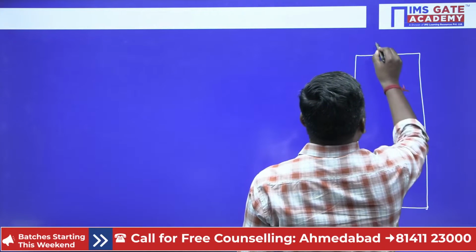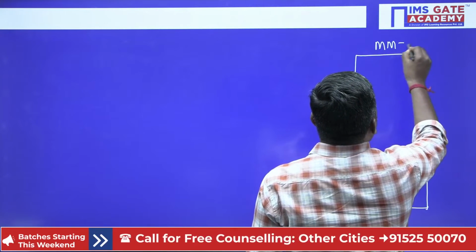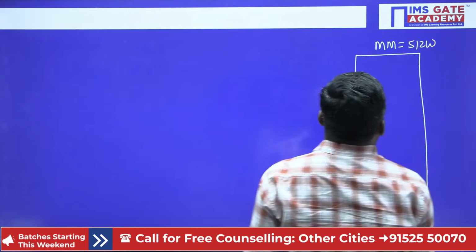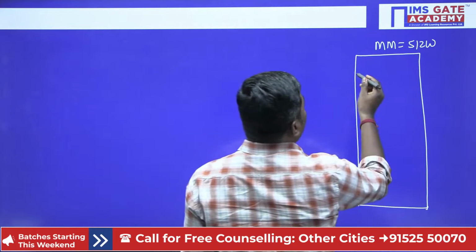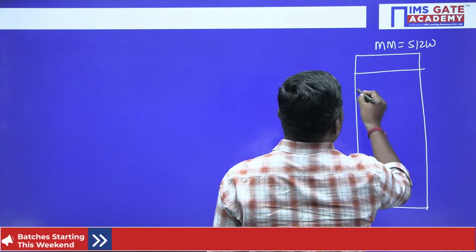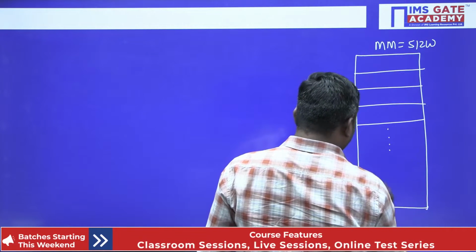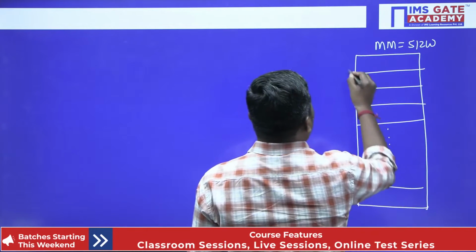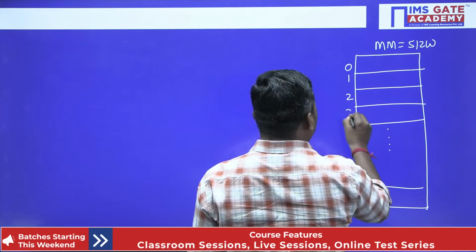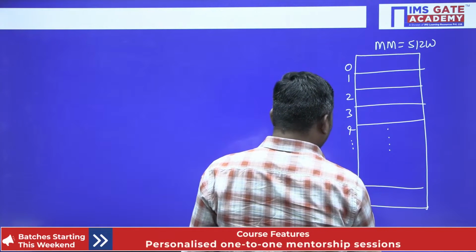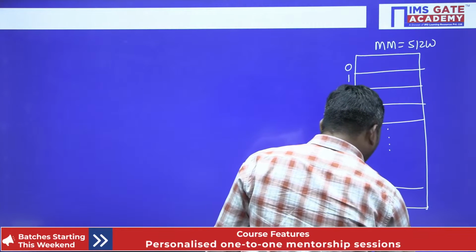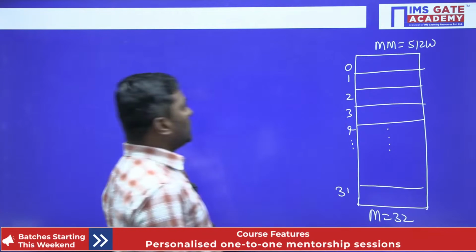So this is the main memory. This is the main memory of 512 words. How do we organize it? Block-wise. Block number 0, block number 1, block number 2, block number 3, and so on. So the number of blocks is 32, which are 0 to 31.